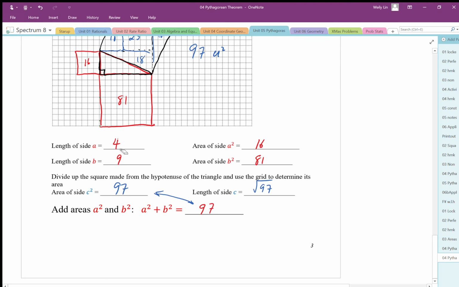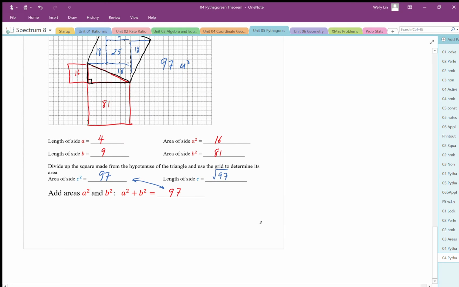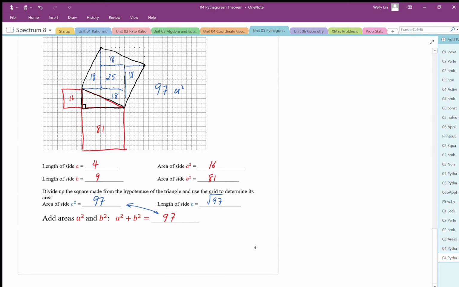And again, notice that these two side lengths, 4 and 9, do not add up to 9 point something. The side lengths are not related. What's related, and the picture kind of shows that, is that these three areas are connected to each other. This square and this square seem to be able to fit into that square. And that's what our Pythagorean theorem is saying. Again, this is not anything like a proof. We haven't proven this, but it certainly seems that a squared plus b squared equals c squared. It seems like it works.